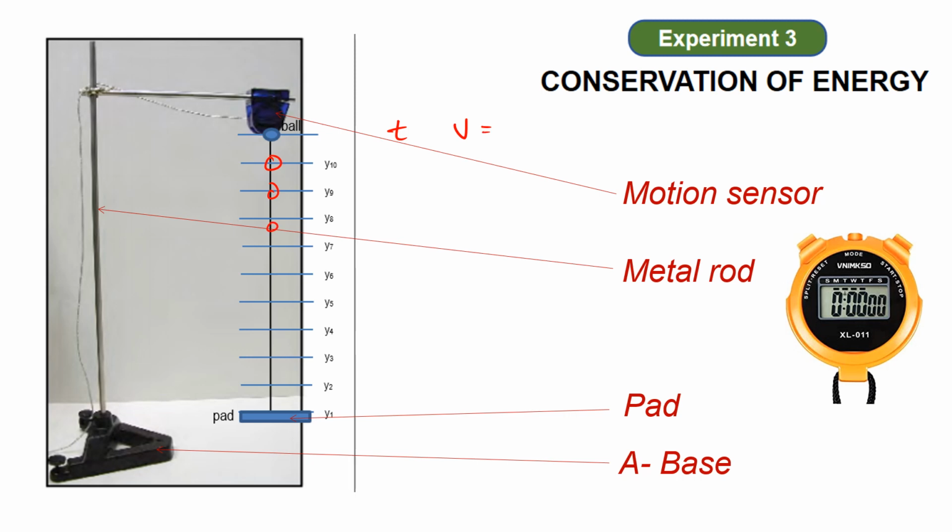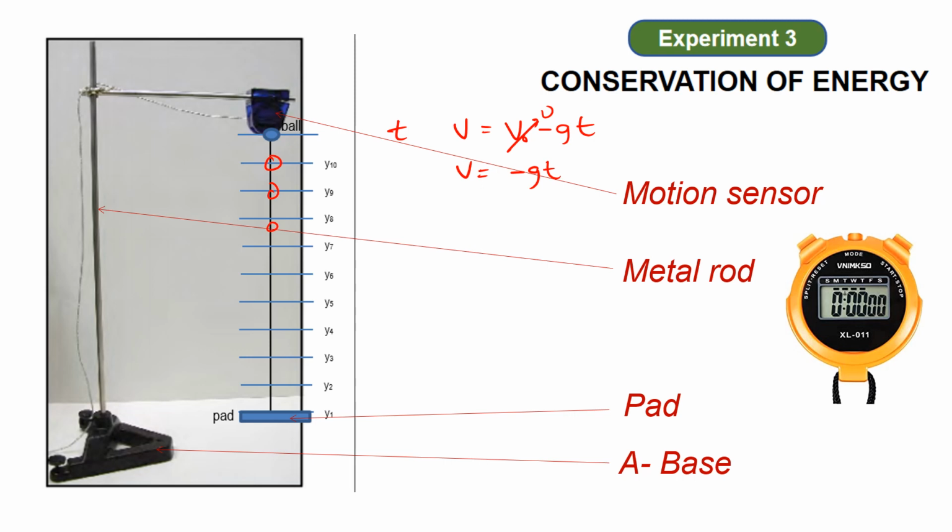So the velocity is equal to initial velocity minus gt. Since the ball started at rest, meaning the initial velocity is 0, the v is equal to negative gt. Again, the time here is the measured time at different positions.